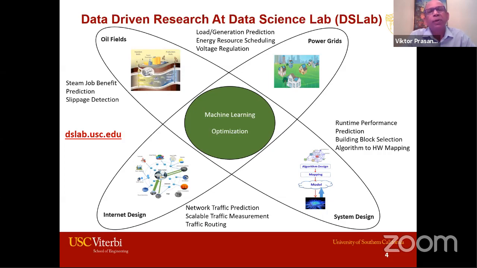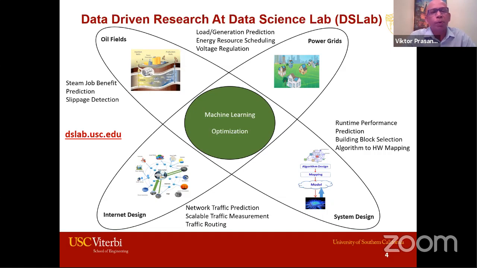We look at a number of applications of machine learning and optimization in this context. I've shown some examples here. We are looking at problems in smart oil fields, smart grid, and system design. For example, if you would like to design a computer architecture, we ask questions such as how do you optimize the overall system performance given the various constraints you have in designing such a system. So we look at such problems in the context of system design, and applications of machine learning in that context.